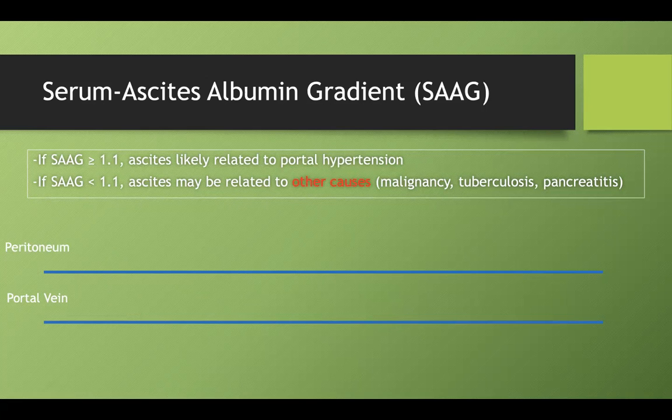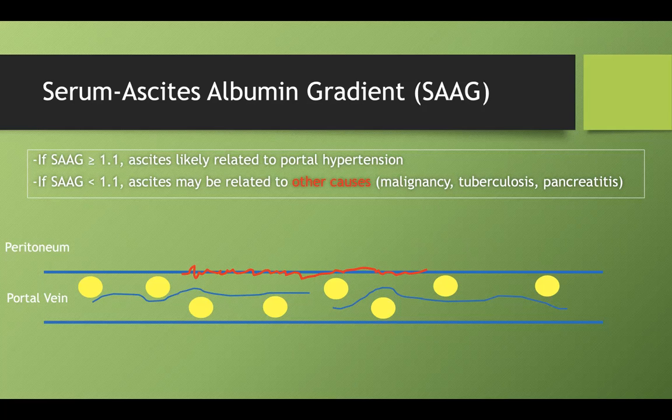What if there's another cause, though? In another cause, let's say we don't necessarily have portal hypertension, but we have some malignancy or some infection like TB, or we have pancreatitis, and it's damaging the entire wall of our epithelium. It's damaging our portal vein directly. So what happens here is that there's no hydrostatic pressure preferentially throwing out a little bit of fluid. In this case, it's anything goes.